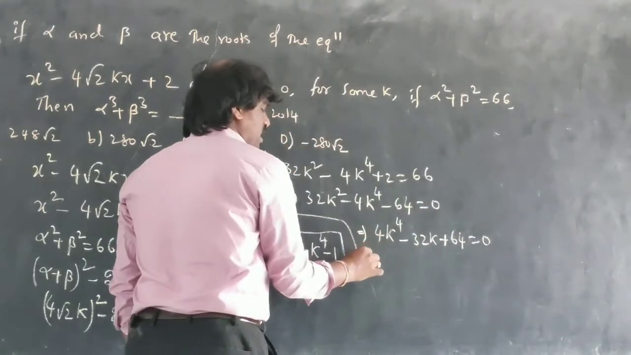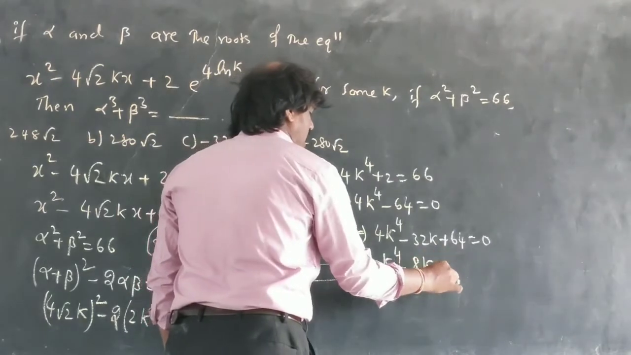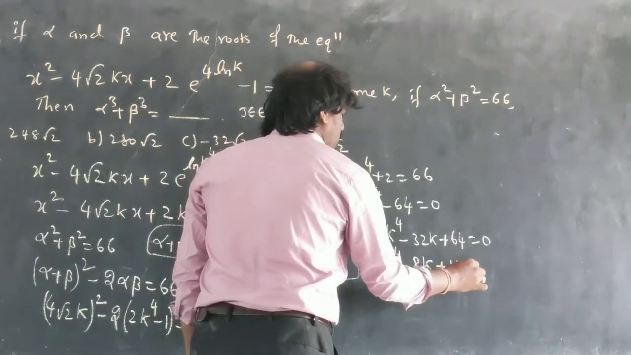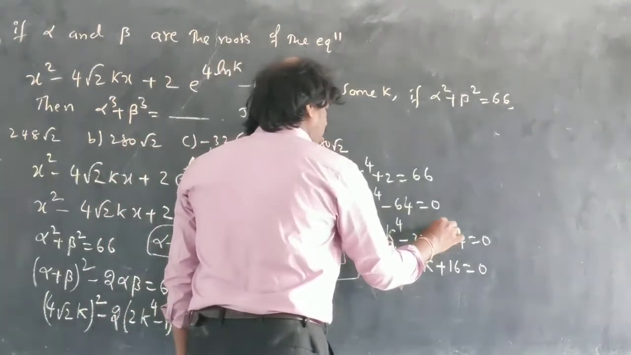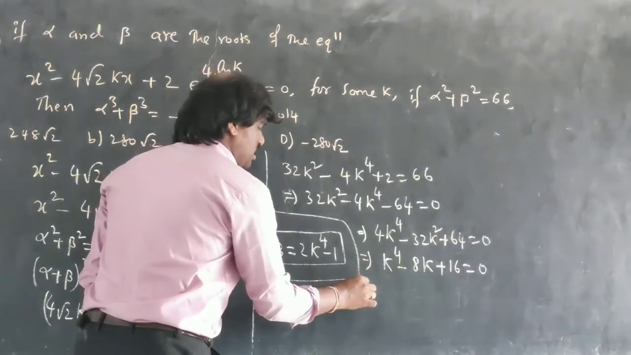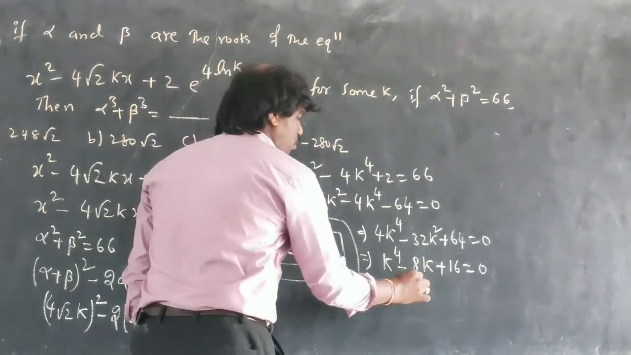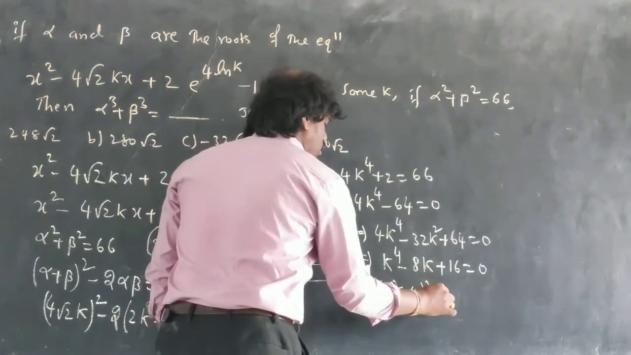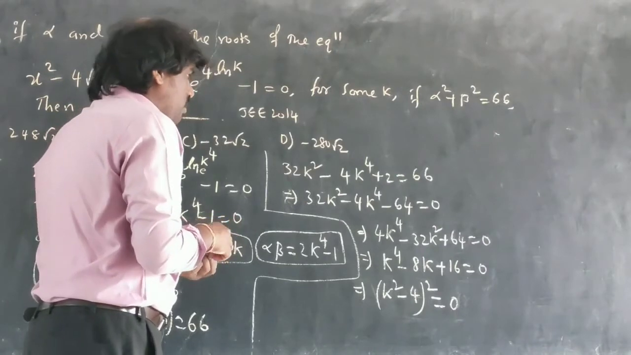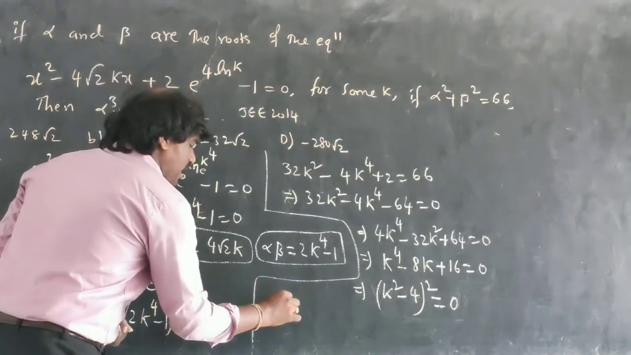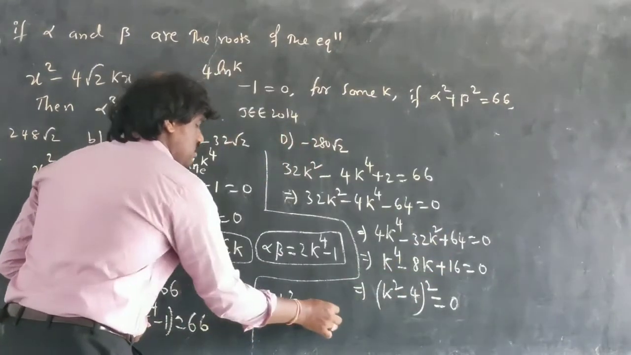I am going to divide by 4, that is k power 4 minus 8k square plus 16 is equal to 0. It looks like the a minus b whole square formula. So this can be written as k square minus 4 whole square. Exactly. So what I am going to get here is k square minus 4 is equal to the square root of 0, that is 0.